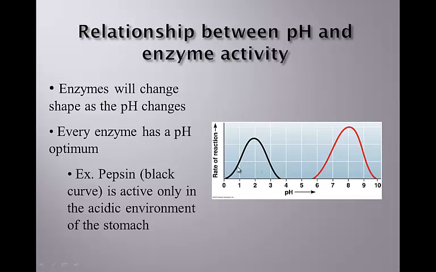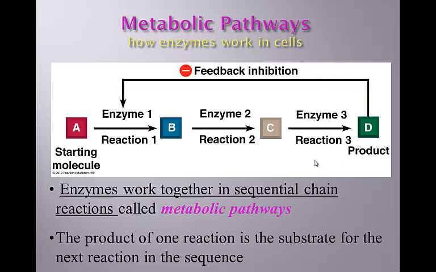When the food leaves your stomach and goes into your intestine, buffers will raise the pH somewhere around 6 or 7, and at that point this enzyme pepsin can no longer work. On the other hand, most of the other enzymes in your body probably work best in a pH somewhere between 7 and 8. Again, every enzyme has its own optimum pH.